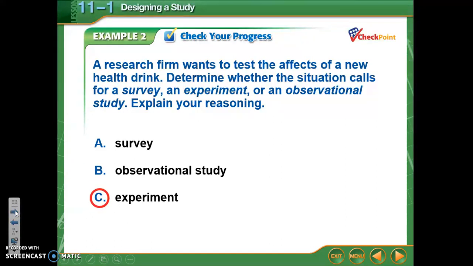All right, in this case, an experiment makes the most sense because we want to make a change. There's a new health drink that they want to try, right? So we would take a sample. Half of our sample would continue with the same drink, half would get the new drink, and then they would experiment or see which one gave the better result or what their opinions were.